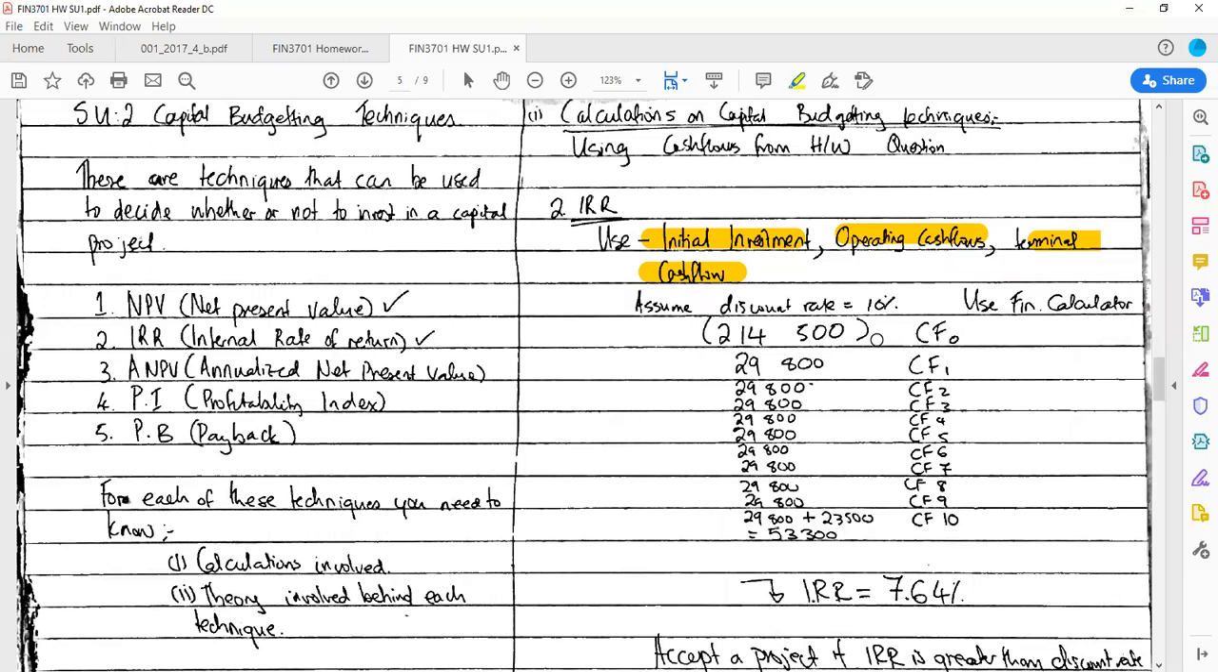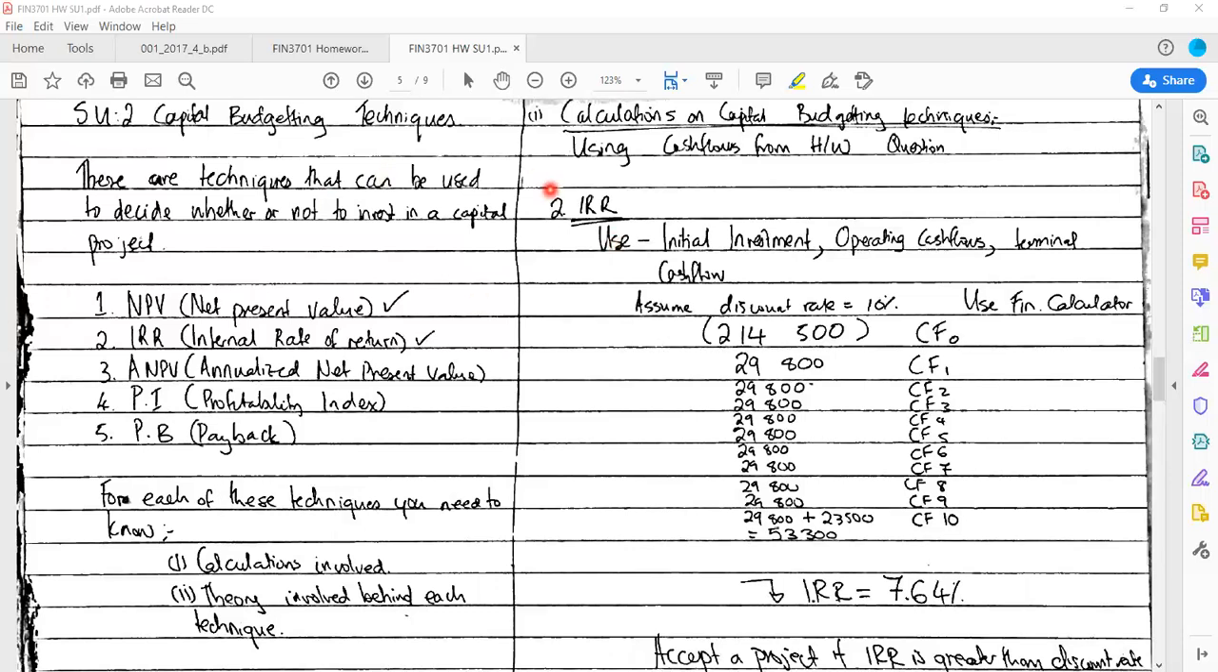You enter your initial investment as a negative, then CFO. Then you enter each of your operating cash flows, right? 9 times. And then after that, you enter 53,300, which is the last cash flow associated with the operating cash flow and terminal cash flow. Then you just press the red shift button and you get your IRR. Let me show you that through a diagram.